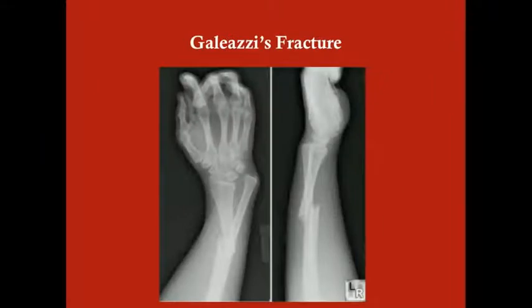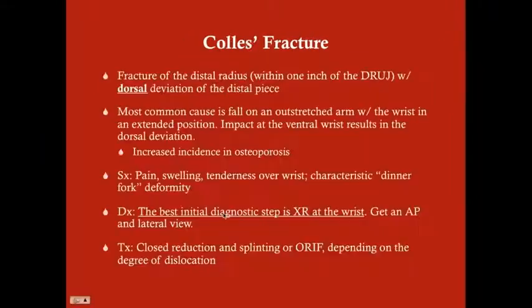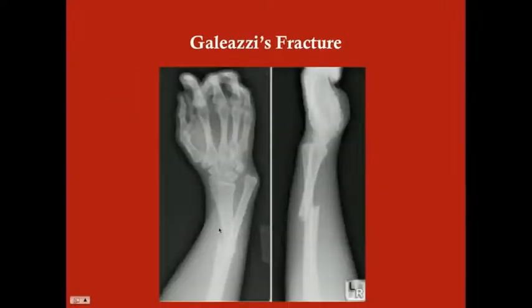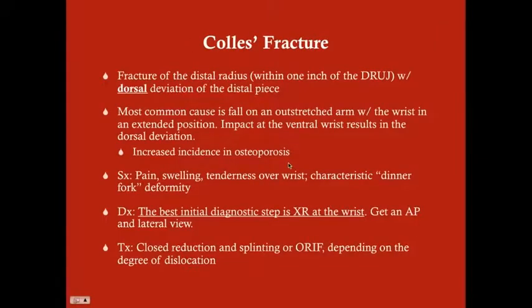So with the Galeazzi's fracture, we have a dislocation of the ulna. With a Colles fracture, the dislocation is at the radius. So you have a fracture of the radius plus a dislocation of the radius. With Galeazzi's fracture, it's a fracture of the radius and a dislocation of the ulna. So fracture of the distal radius plus dorsal deviation of the distal piece of the radius, which is the smaller piece. And the most common cause of this is a fall on an outstretched arm with the wrist in an extended position.